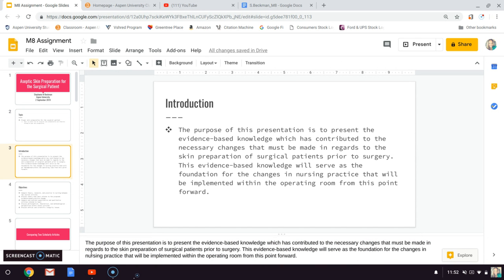Introduction. The purpose of this presentation is to present the evidence-based knowledge which has contributed to the necessary changes that must be made in regards to the skin preparation of surgical patients prior to surgery. This evidence-based knowledge will serve as the foundation for the changes in nursing practice that will be implemented within the operating room from this point forward.